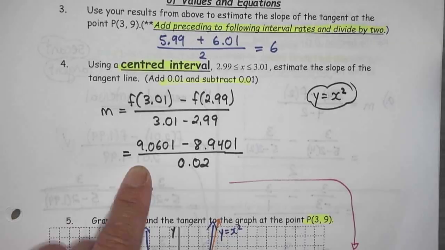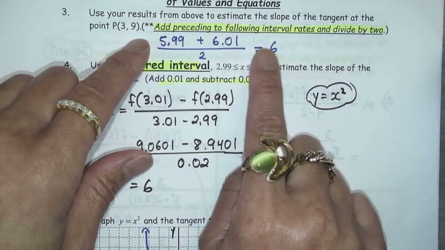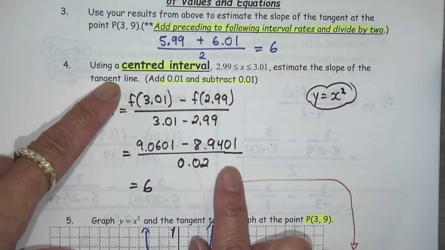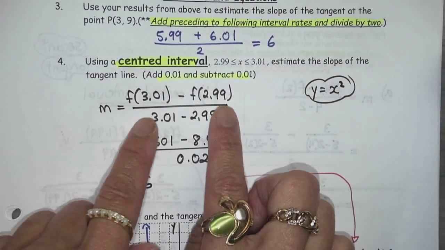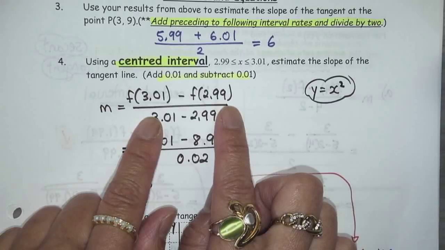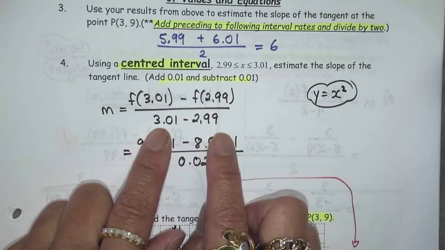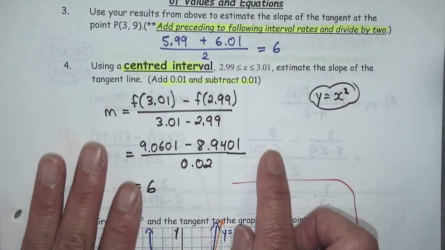The next method we had, so this is adding the preceding, following, dividing by 2, right? The average of the two. The next method we looked at was a centered interval, which meant we just took 2 points beside, around it, and divided by the difference between. So y2 minus y1, same thing. Okay, so that's the centered interval. So those are the two methods we had.